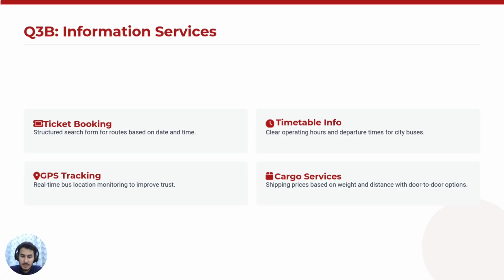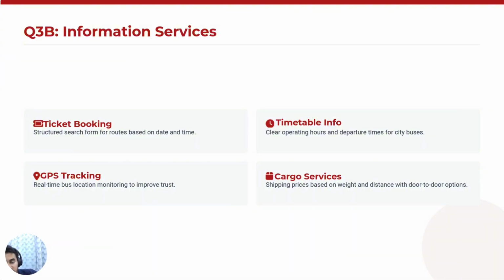city buses. Third, Bus Asia includes GPS tracking, which allows real-time bus location monitoring to improve user trust and reduce uncertainty. Finally, it supports cargo services where users can check shipping options and pricing based on distance and weight, including door-to-door delivery options. Together, these services make the platform complete for both passengers and cargo customers.